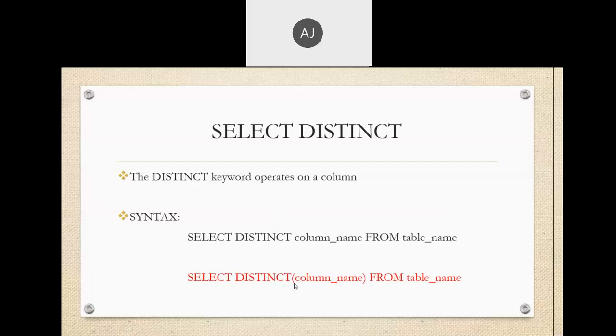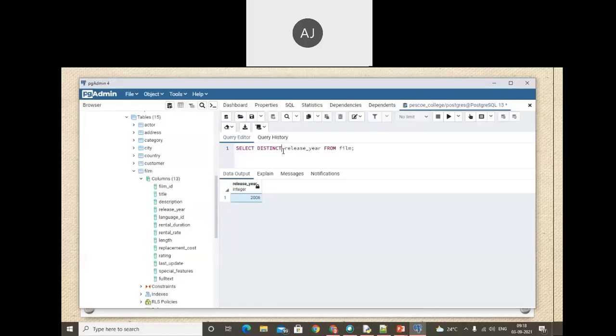So here, what should I do? I will use a round bracket open over here and a round bracket close. Make a note that when we use a round bracket, we need to be careful and not use a space inside it. So use round bracket open. It is easy to read this way. So distinct, round bracket, release year, from film. See, we get the result.